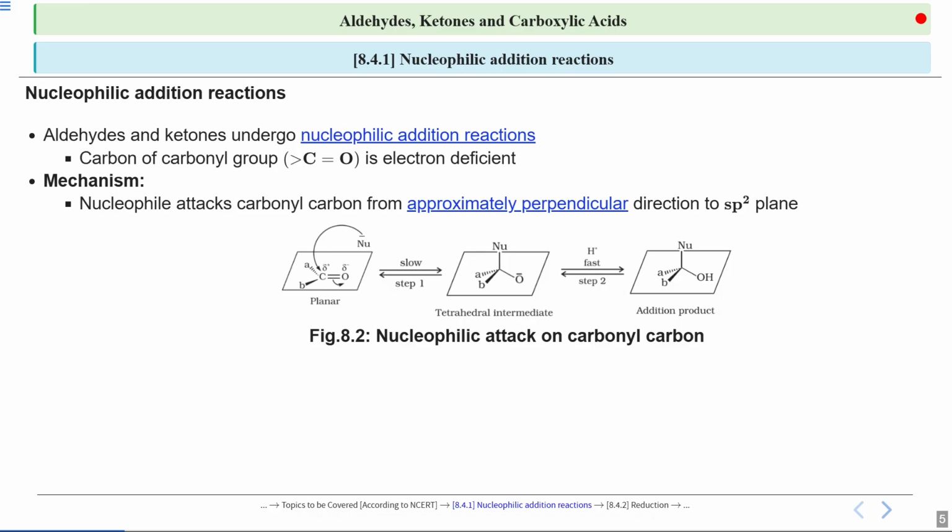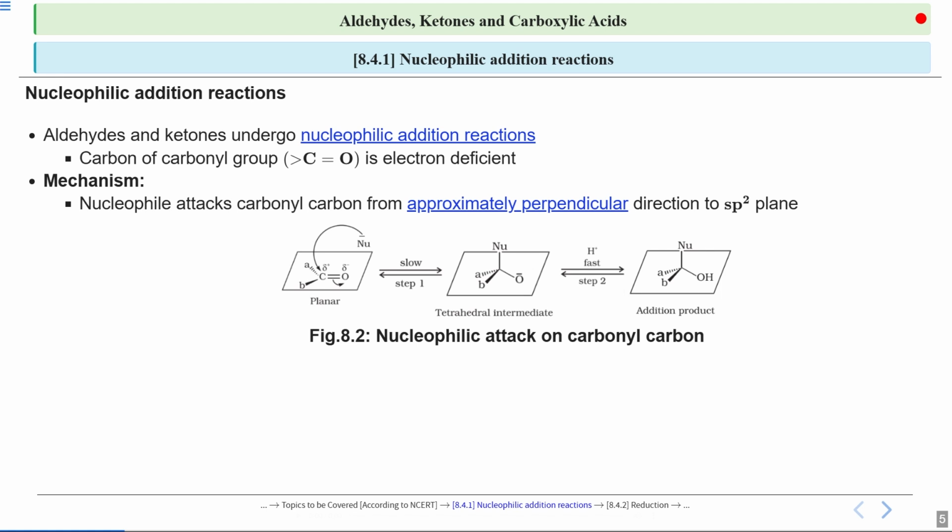If you see this planar structure in the diagram, this is a carbonyl group which is in plane. A nucleophile comes and attacks perpendicular to the plane of the carbonyl group. See, it will attack like this. You can understand it more easily by thinking of a flat piece of paper, where the nucleophile can come in from above or below. So the nucleophile will attack the carbonyl carbon approximately perpendicular to the sp2 plane.